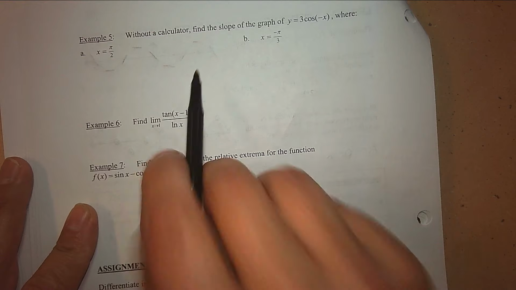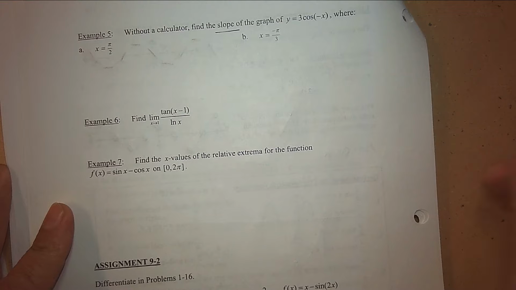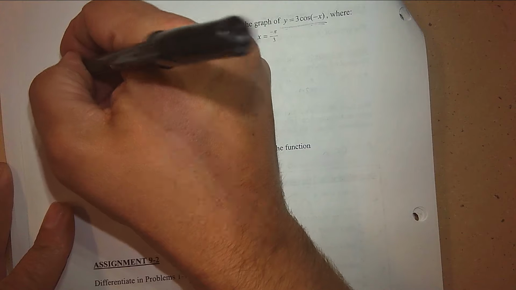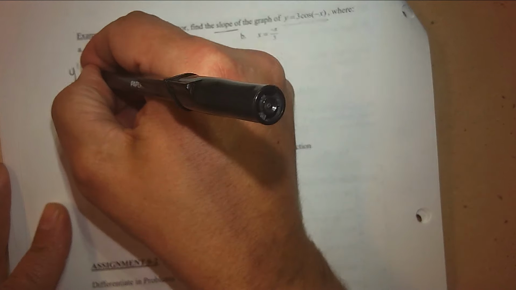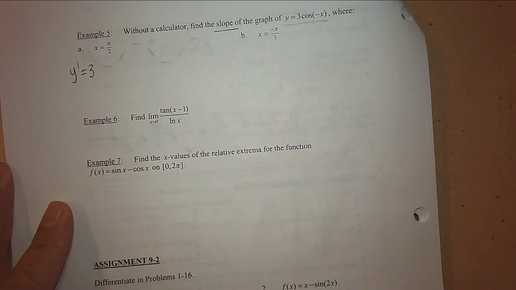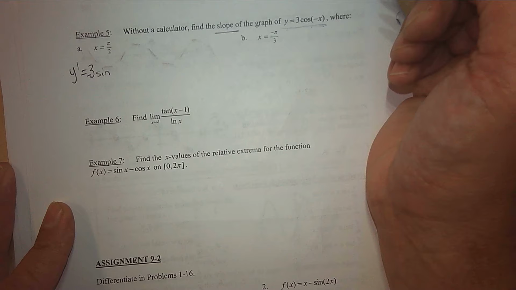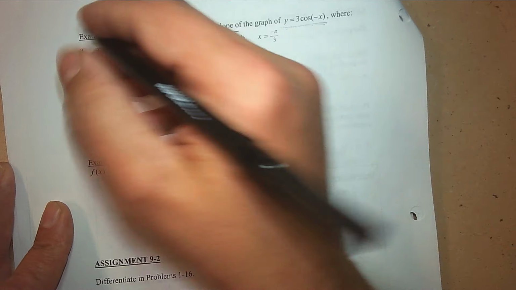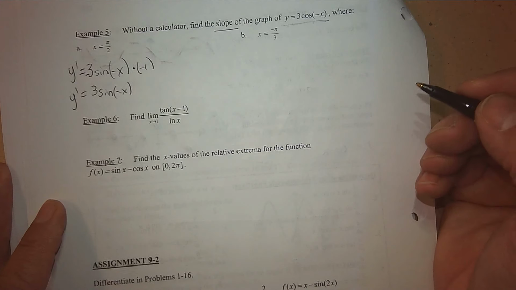Okay, A. Without a calculator, find the slope. And when I say slope, they really mean what? Find the derivative when x equals that value. Step 1 is I have to take the derivative. So what's the derivative of y? Start with 3. The derivative of cosine is negative sine. So it will end up being negative 3 sine negative x. But the fun part is, what's the hook for negative x? So really a negative times a negative is positive 3 sine negative x. Do you see how I did that?